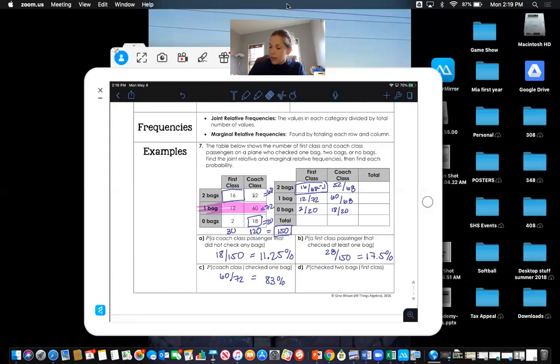And last but not least, what's the probability that you checked 2 bags given you're in first class? So we're only allowed to look at your first class people. There are 16 out of 30 who did that, which would give you about 53.3% of your people. So if you want my honest answer, I think it's easier to look at it in frequency rather than trying to fill it out as a decimal first. That makes more sense to me, but some of you guys are okay switching over into that percentage first and then answering your question second. But that's a preference thing, but that would be how you would use frequencies with conditional probability.